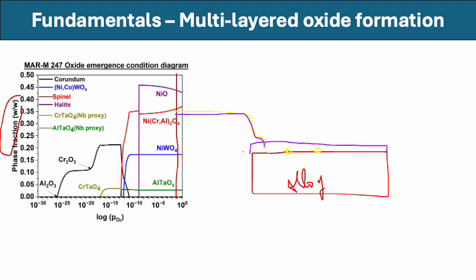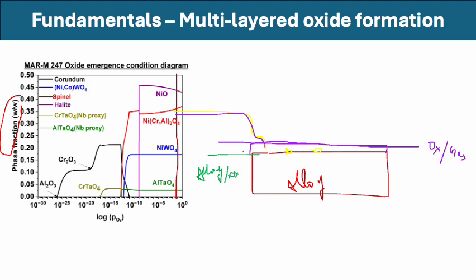And then what happens is that once this has formed, we'll talk about two interfaces here. One is the oxide gas interface. The other is the alloy oxide interface.